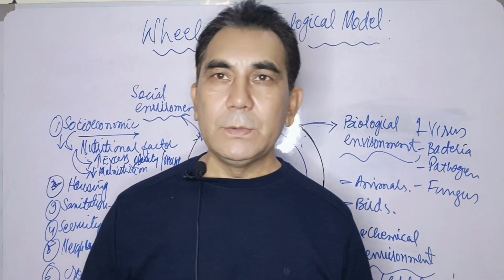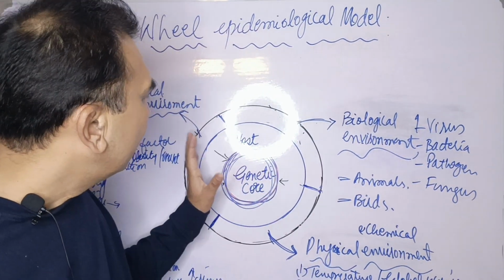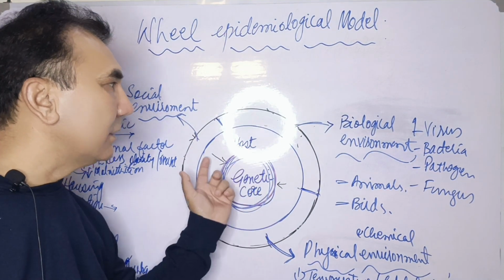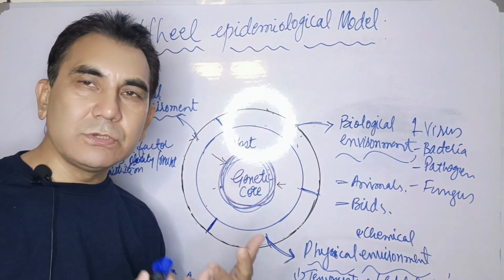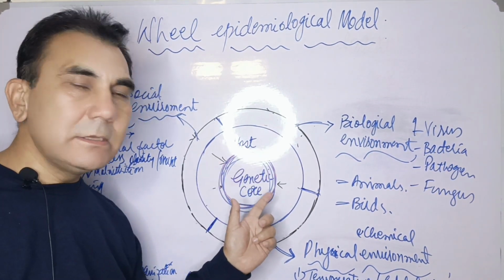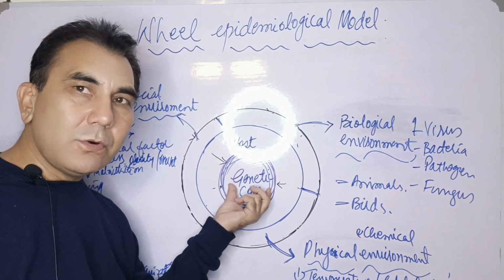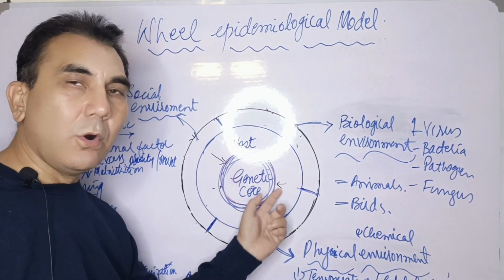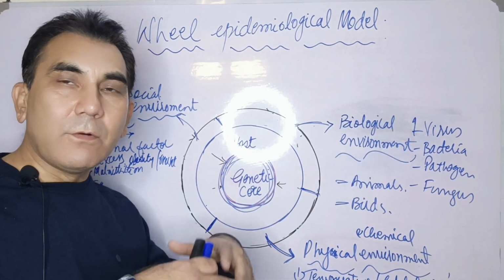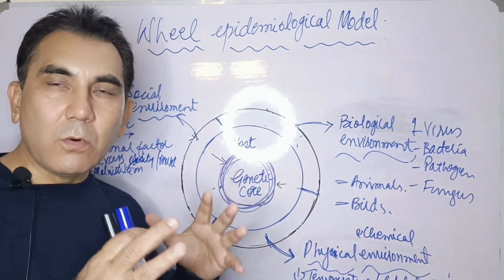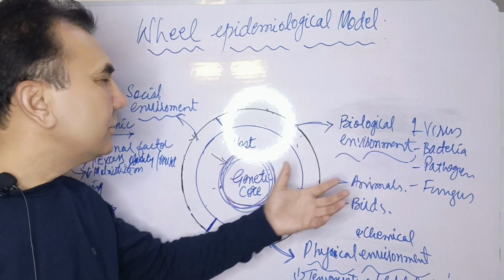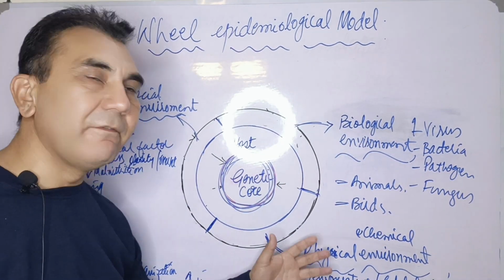So I hope in today's lecture, now in the last, I summarize the biological, and now the wheel model. The wheel model gives a visual wheel shape. It has three circles. In the center of the circle is the genetic core of the host. The next circle is the host characteristic, which is influenced by the outer environment. The outer circle is the environment circle, and this environment circle is divided into three environments. The first is biological, the second is social, and the third is physical.